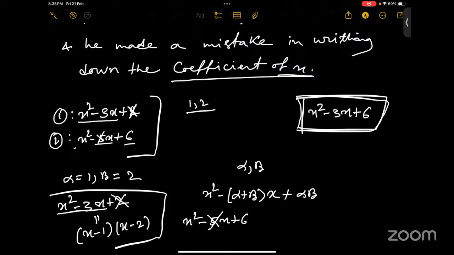These other things are correct, right? So we can take the correct things and make the original equation. Is it fine now? Yes, I got it, ma'am. So no one has any doubt with it, right? No.